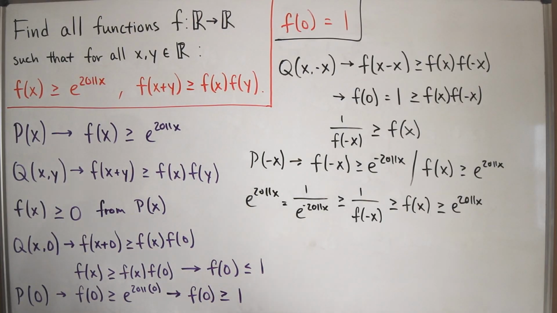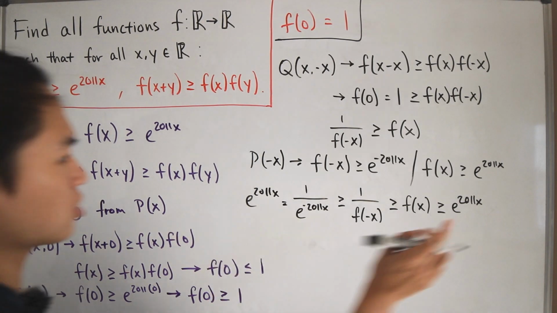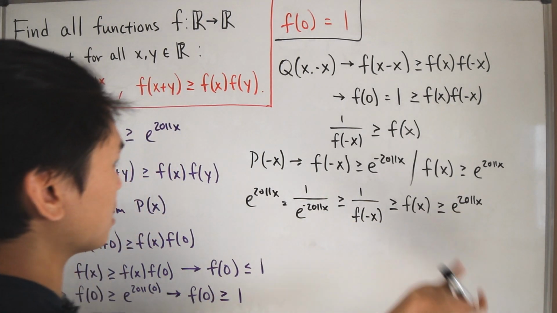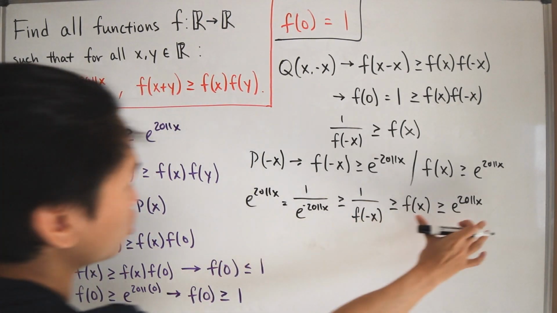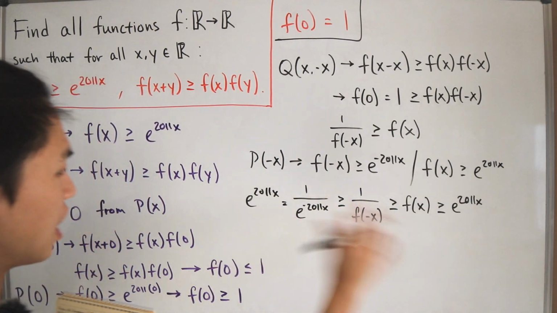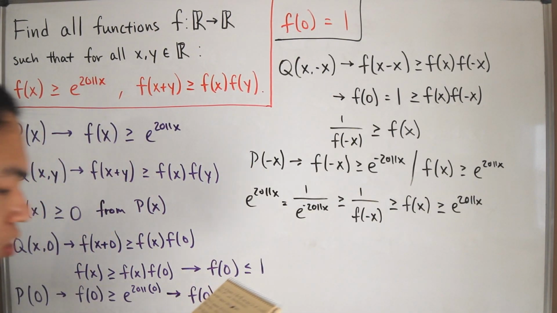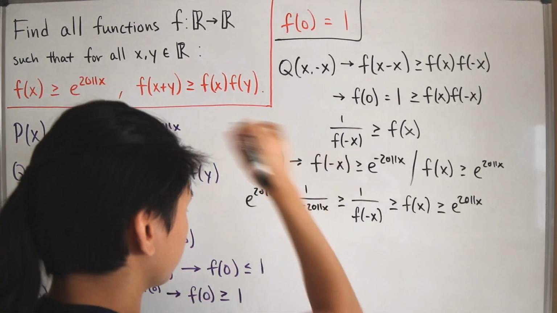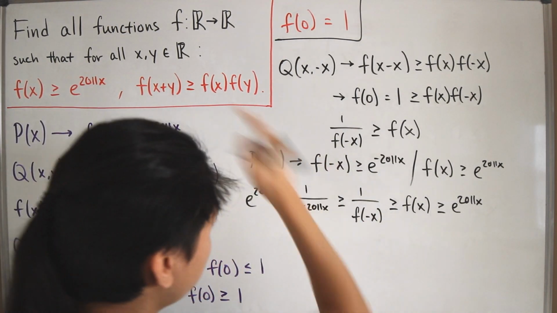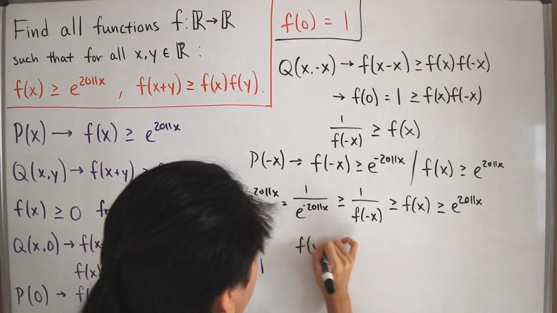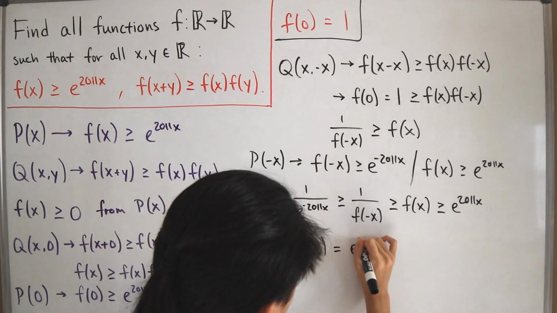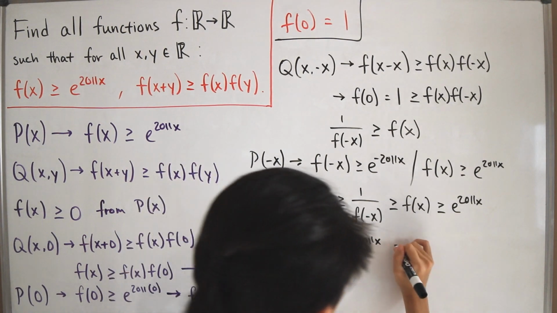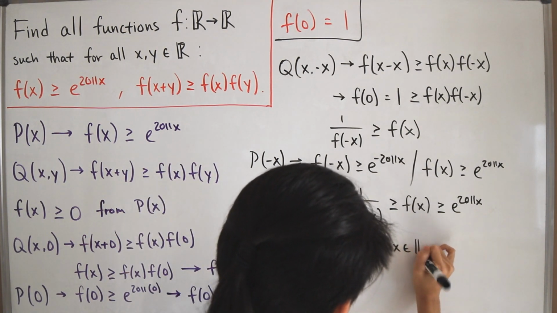And so with this, if we take a look at the extreme left-hand side and the extreme right-hand side and our inequalities and equality signs, we see that these two actually match with everything put together. Therefore, we conclude that the only function that satisfies our two given inequalities is that f(x) is indeed just equal to e to the power 2011x, for x being in the reals.